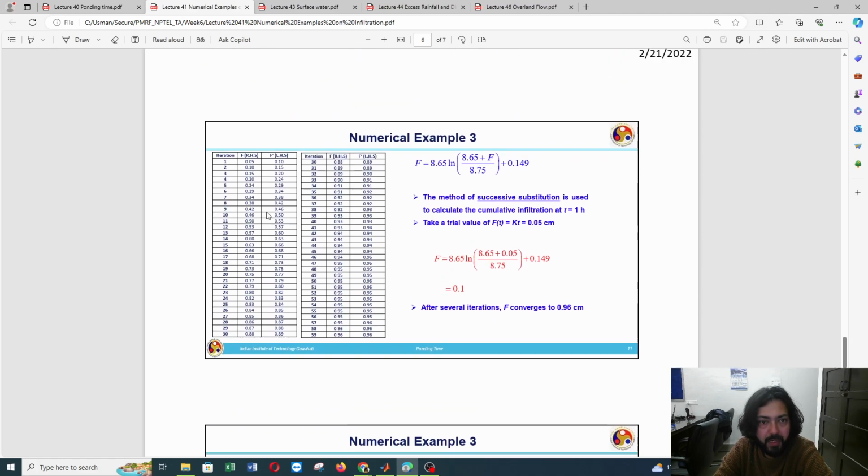Just make sure you practice this iteration, successive substitution approach, once before you go for examination.